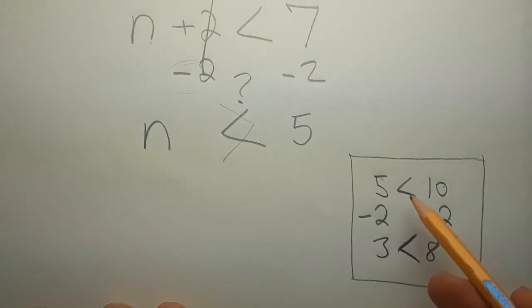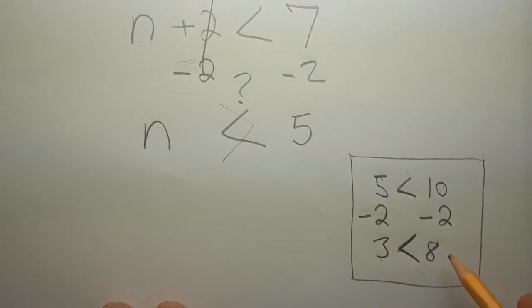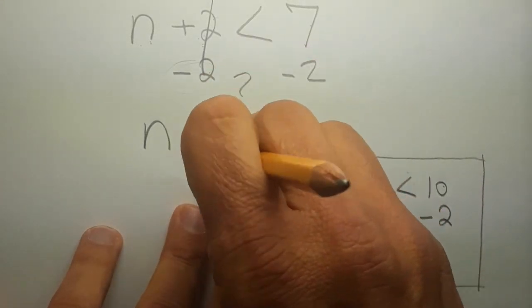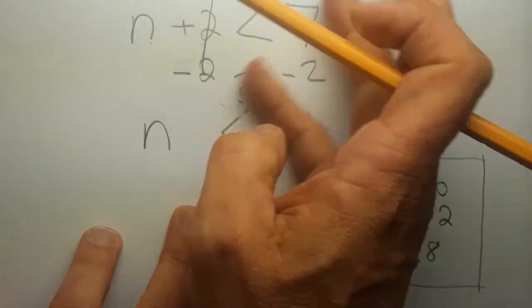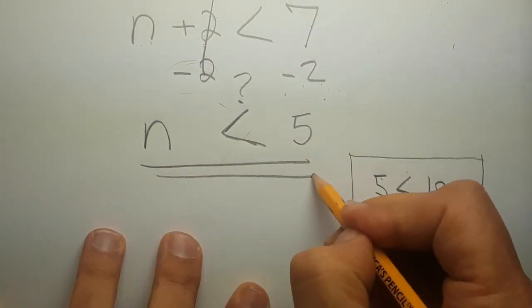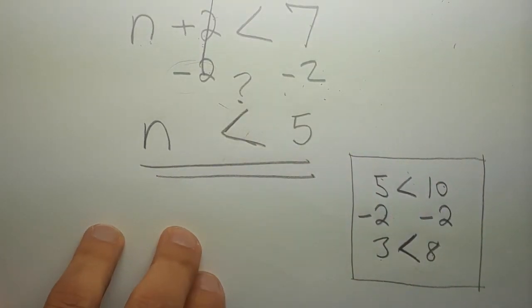And that's when you say, oh, look, the signs don't change. So when I subtract, I don't change the sign. So this one here, n is not greater than 5. n is going to be less than 5. And that's how we do that one.